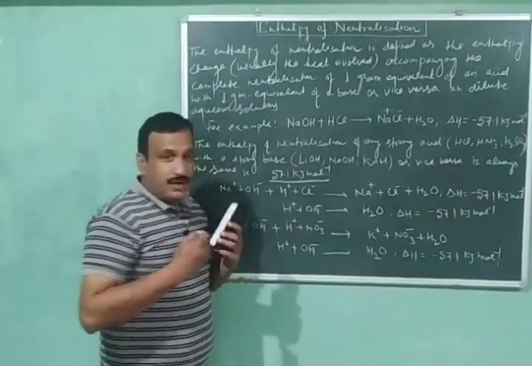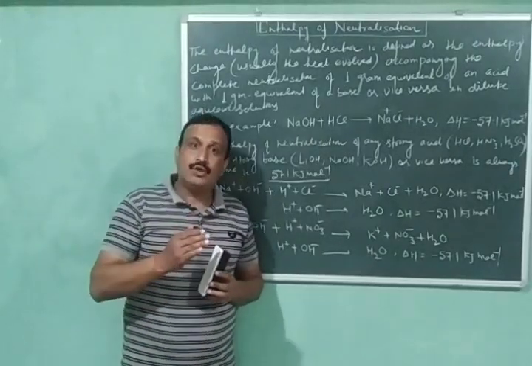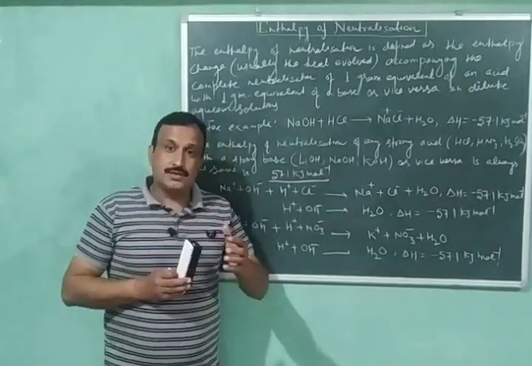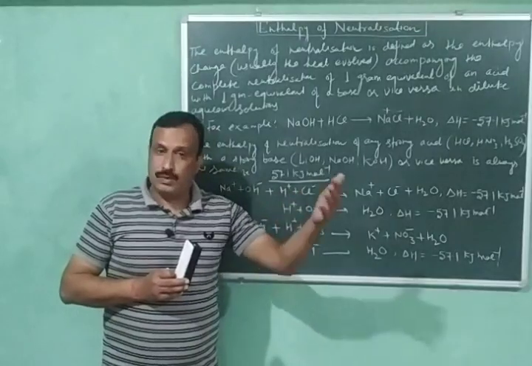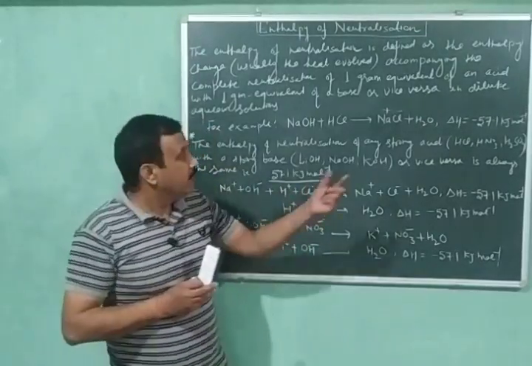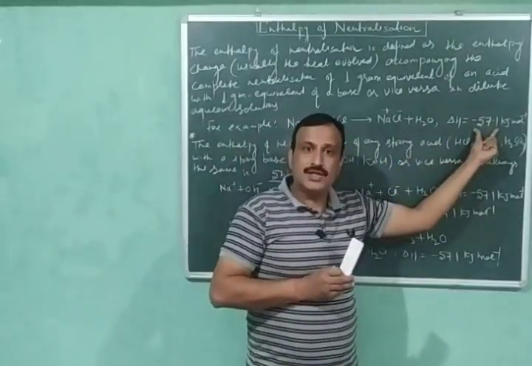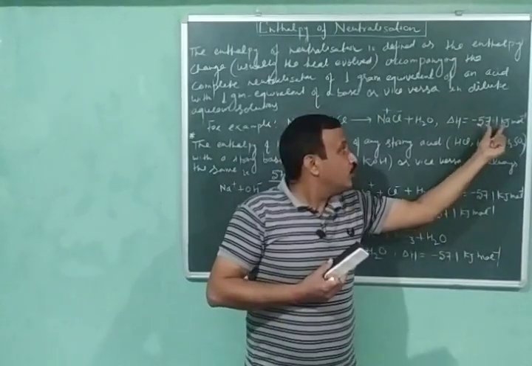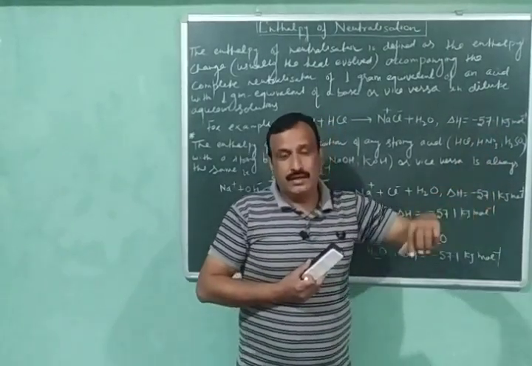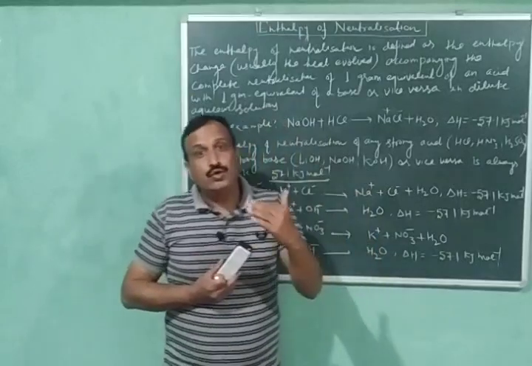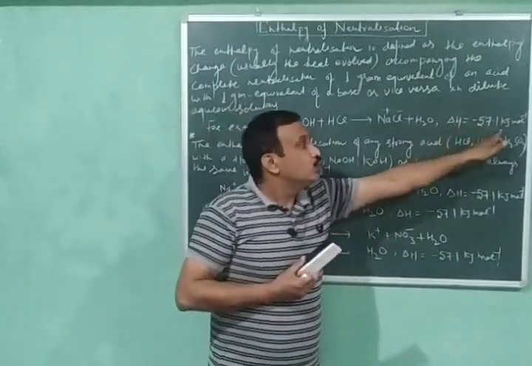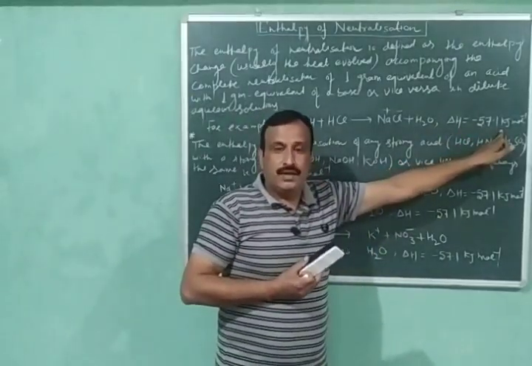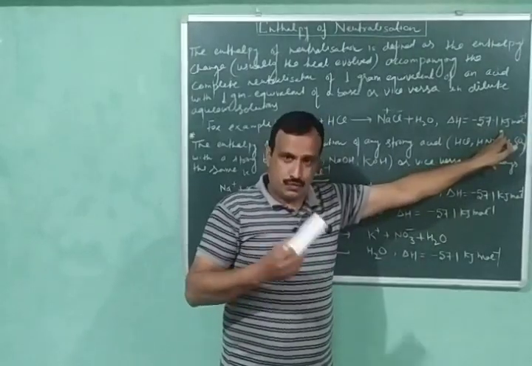Further, in the definition, I said that 1 gram equivalent of an acid is neutralized by 1 gram equivalent of a base. But if we see the units of enthalpy of neutralization, then the units are kilojoule per mole. Okay, so I will also explain why the units are not kilojoule per gram equivalent. Okay, and the units are kilojoule per mole. So keep watching.